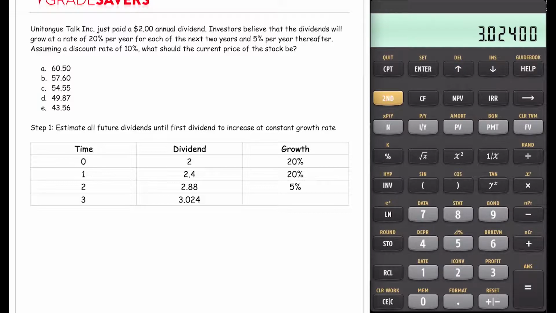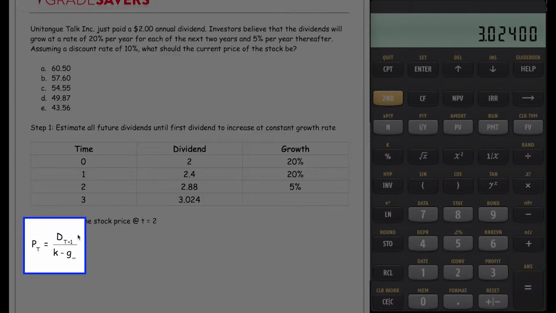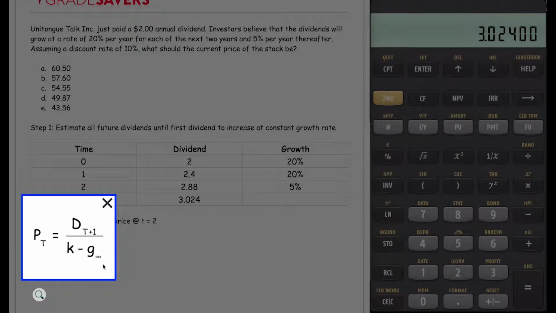The next step is to estimate the terminal stock price. That is to figure out the value of the stock the moment that we have this constant growth rate of 5%, which in this case happens at time 2. So the idea is to apply the Gordon growth equation, which simply tells us that the value of the stock at any given time period is the next dividend divided by K minus the constant growth rate. So P_t is D_(t+1) divided by K minus G.